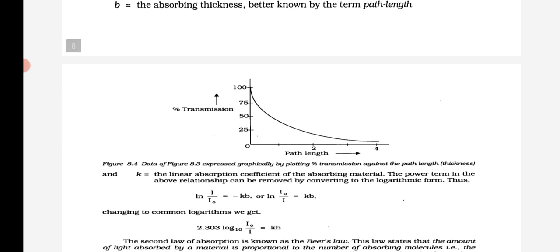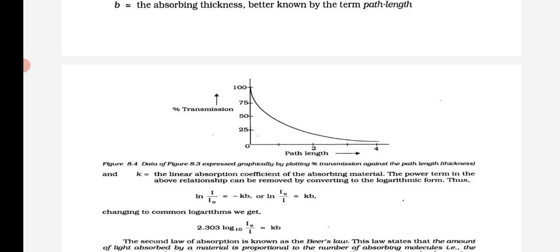Here the graphical representation also shows two values, the path length and the transmission. The transmission of the beam depends on the path length. Initially the transmission of the beam is high, then finally it is totally reduced. The next one, the linear absorption coefficient of the absorbing material: the power term relationship can be removed by converting to the logarithmic form.